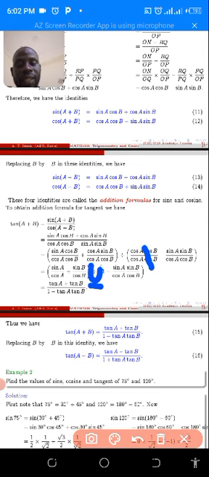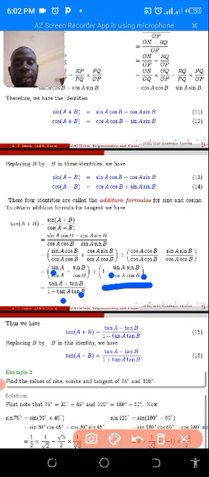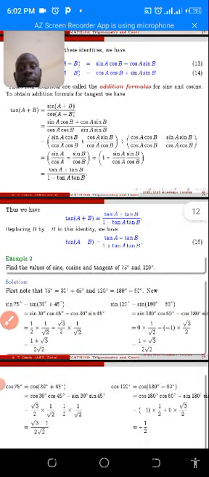The division line is this division, the division line used here. And this is 1 minus tan A tan B. While the numerator, this is tan A plus tan B. So you have tan A plus tan B divided by 1 minus tan A tan B. Thus, we have tan(A plus B) equals tan A plus tan B over 1 minus tan A tan B.